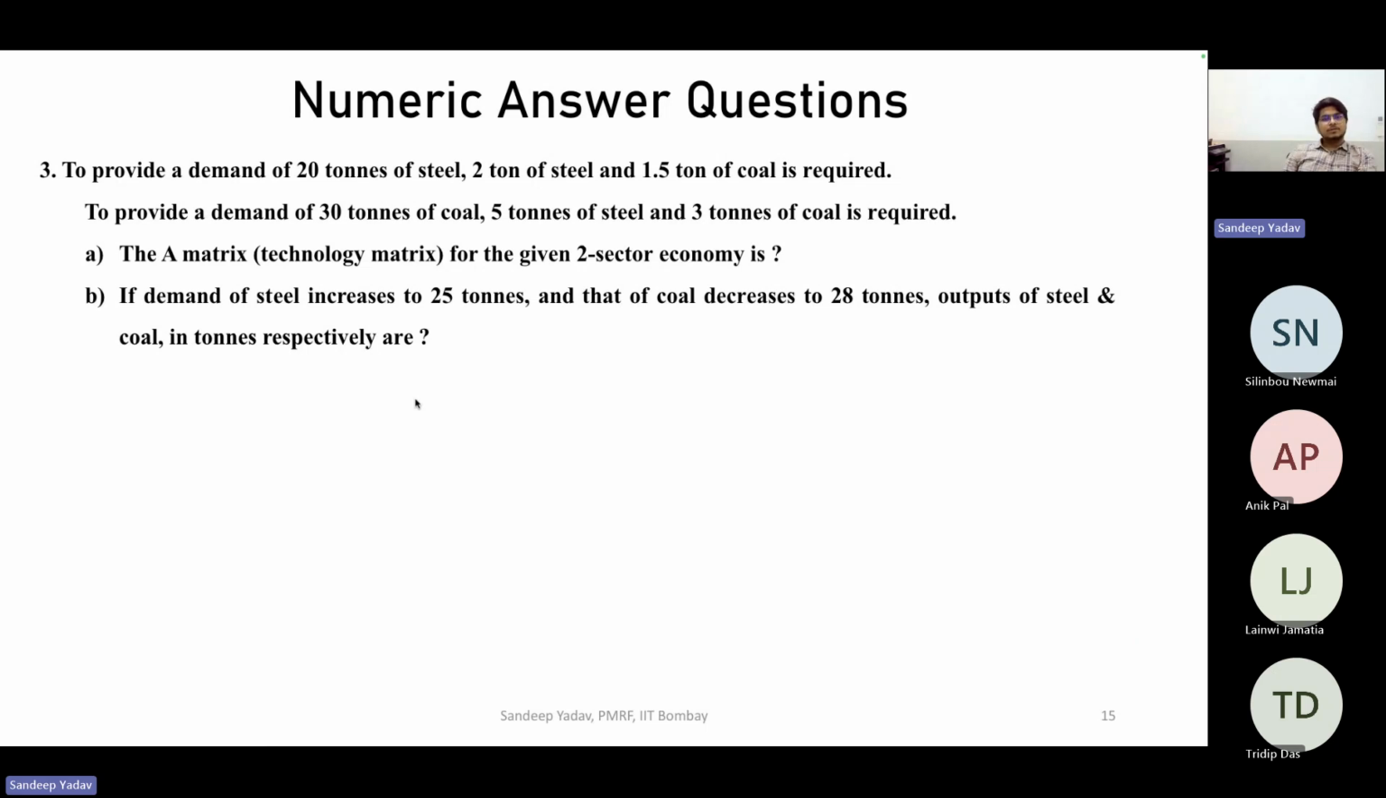It says 20 tons of steel need to be produced, out of which 2 tons of steel and 1.5 tons of coal are required. So here instead of A and B, steel and coal are written, and to provide 30 tons of coal, 5 tons of steel and 3 tons of coal are required. So it's an inter-industry relation that has been shown here.